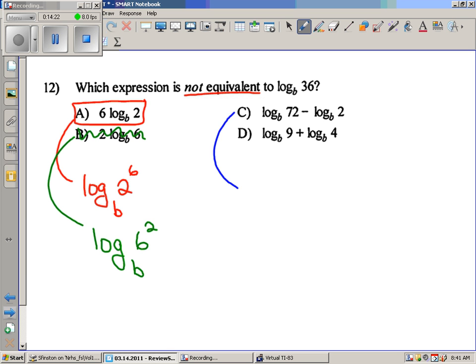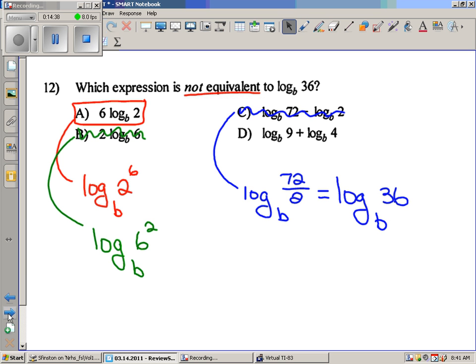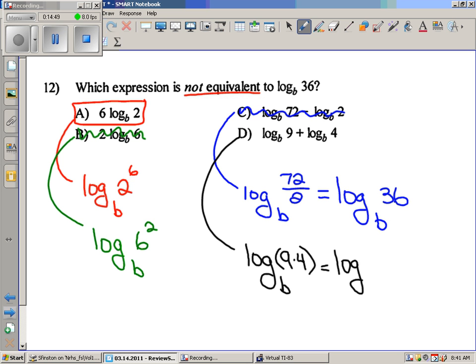Let's do this one. This is going to be log b. What happens when you subtract them? 72 divided by 2. That's log b of 36. That one's out. And finally, we got this one. 9 times 4. So log b of 9 times 4 is 36. This one's out.